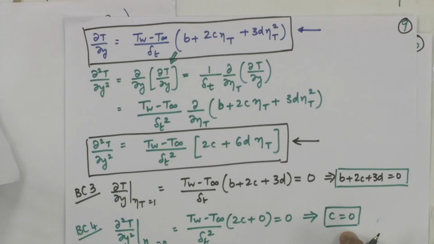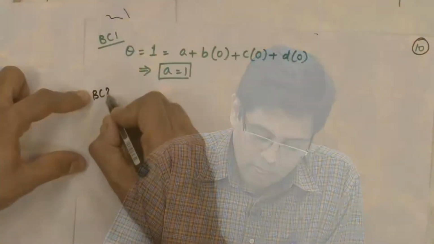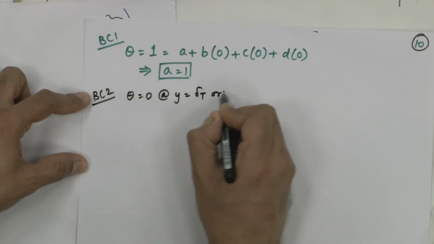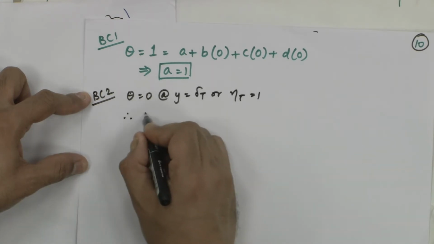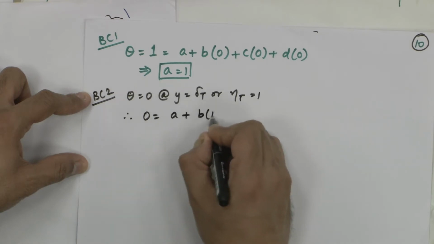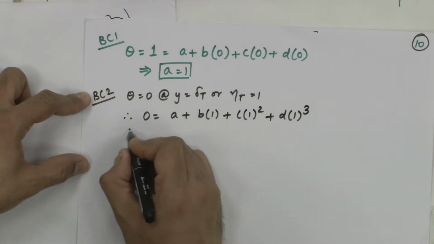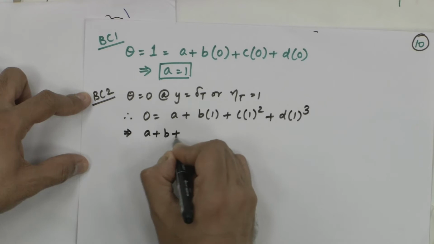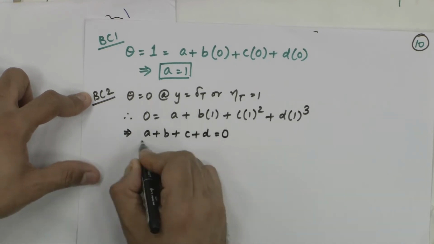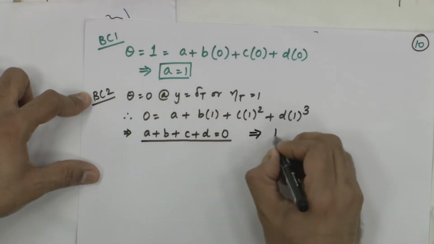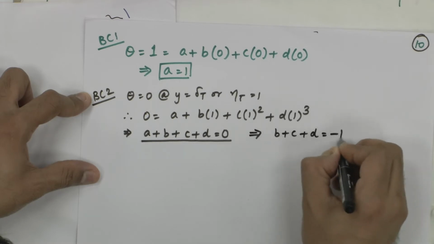We have an expression for b and d here. So, I need another expression, for which I use the second boundary condition. BC number 2, theta equal to 0 at y equal to delta t or eta t equal to 1. Therefore, 0 equal to a plus b times 1 plus c times 1 squared plus d times 1 cubed, or a plus b plus c plus d equal to 0. A was 1, substitute a equal to 1, which implies b plus c plus d equal to minus 1.